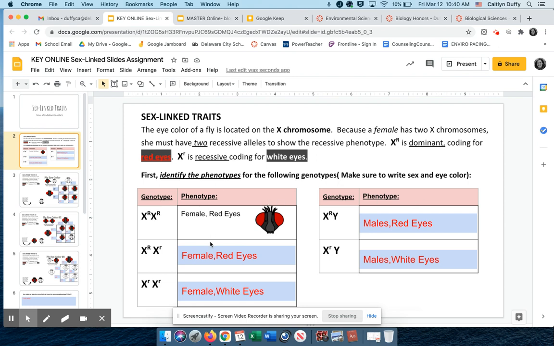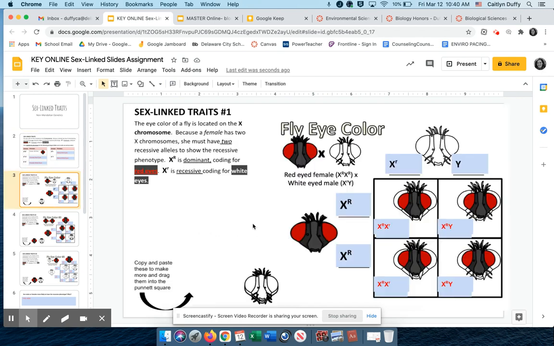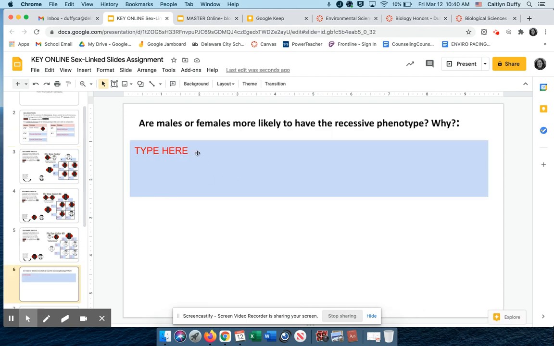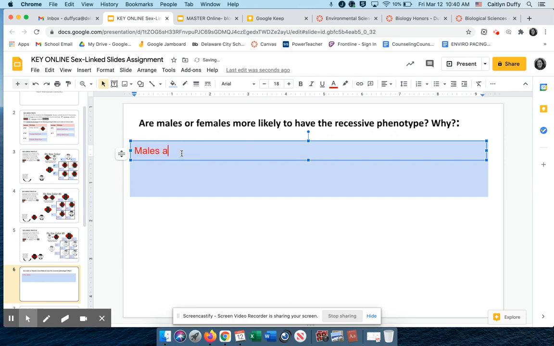Right here, what is the chance in general that a female will have the recessive trait, which is white eyes? Well, 1, 2, 3, 1 out of 3 females, or 1 out of 2 males. So males are more likely to get the recessive phenotype. Males are most likely to get the recessive phenotype.